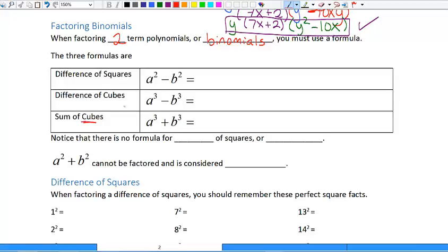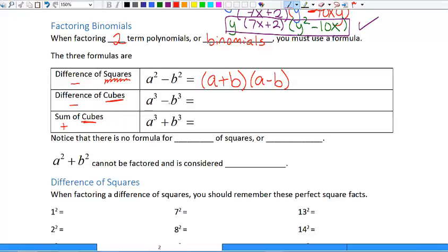Notice the cubes indicate that we're going to have little threes. The squares indicate we're going to have little twos. Difference means minus and sum means add. So these names are very descriptive of their polynomials. For the difference of squares polynomial, a squared minus b squared is factored into a plus b, a minus b, and that's its formula. You will need to memorize all of these formulas.